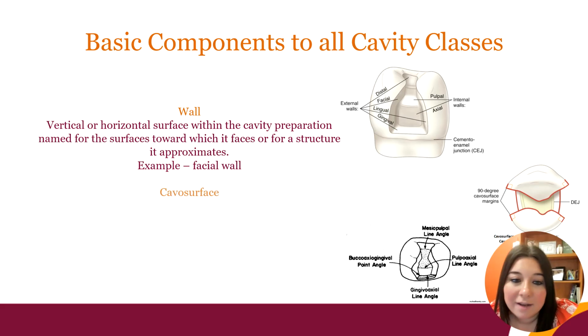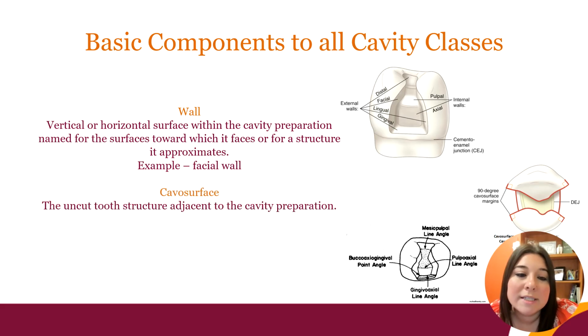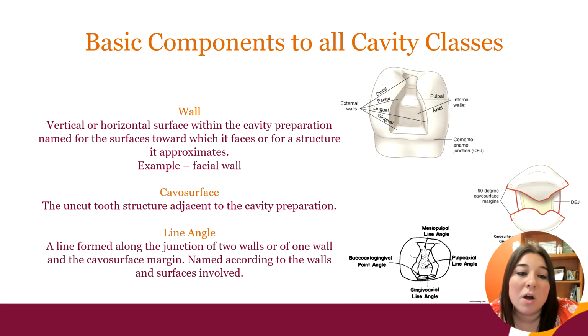So then we have cavosurface margins. They are the uncut tooth structure adjacent to the cavity preparation. And then we also have line angles, which are lines formed along the junction of two walls or of one wall and the cavosurface margin. They are named according to the walls and surfaces involved.